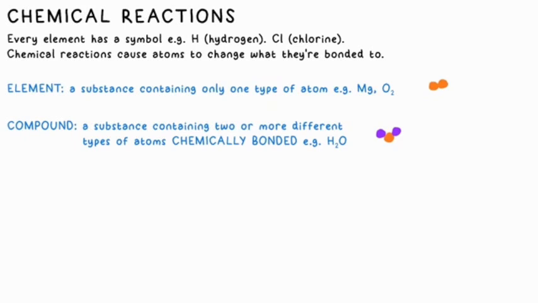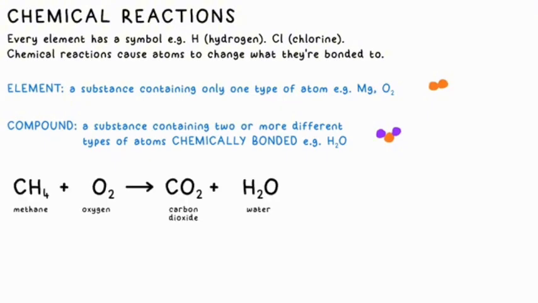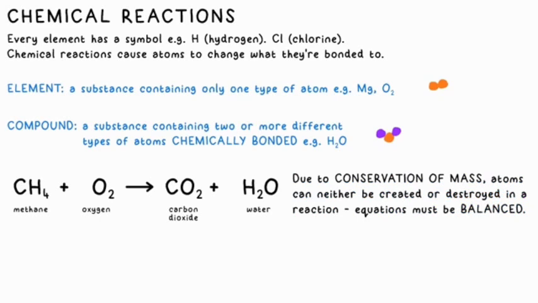If there's no number after a symbol, there's an invisible one there. These atoms change what they're bonded to and how they're bonded through chemical reactions. We can represent a reaction with a word equation and a chemical equation using symbols. As atoms are not created or destroyed in any chemical reaction, there must be the same number of each type of atom on both sides. So sometimes we must balance equations.